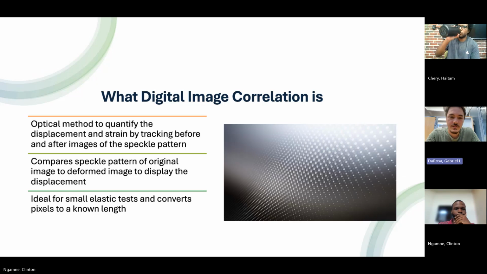What is digital image correlation? Basically, it is an optical method that tracks a speckle pattern on the material surface, and it compares the before and after images to calculate the difference in how the sample is stretched. Digital image correlation is perfect for small elastic tests because it converts pixel movements into strain.